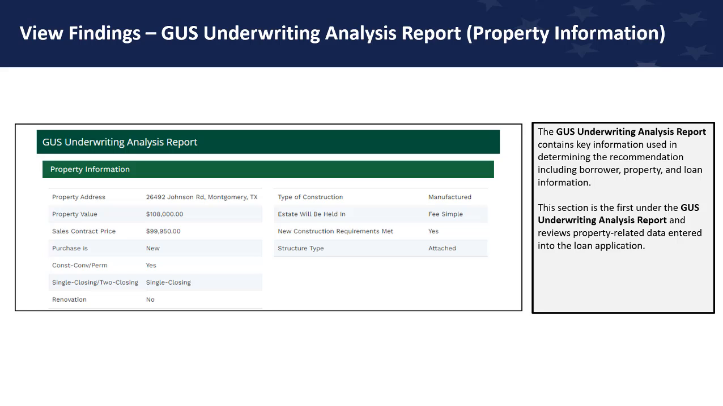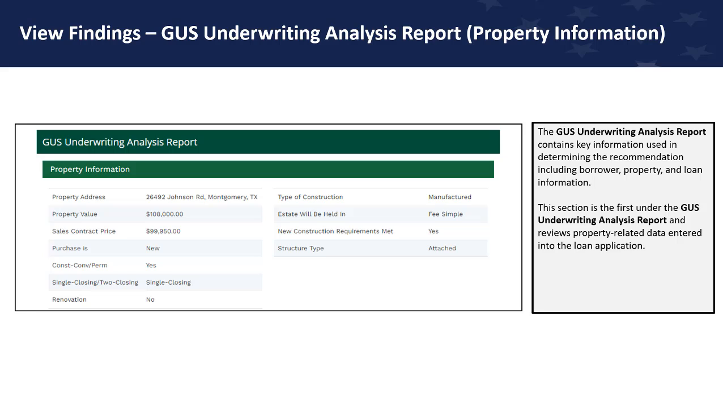This section is the first under the GUS Underwriting Analysis Report and reviews property-related data entered into the loan application. Information in this section includes: property address is listed, property value is listed, sales contract price is listed if the loan purpose is purchase, balance of mortgage loans to be paid off in the transaction. This is listed if the loan purpose is refinance.